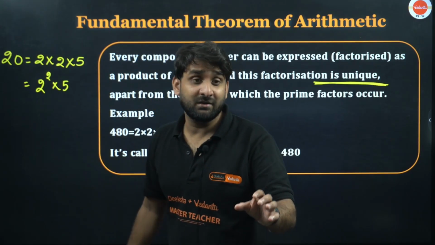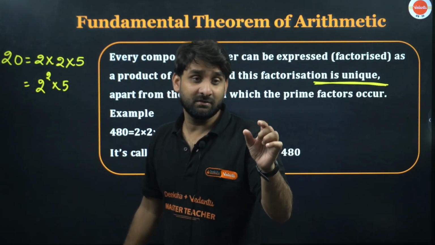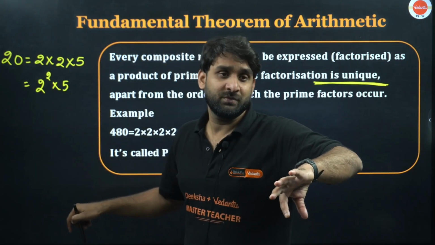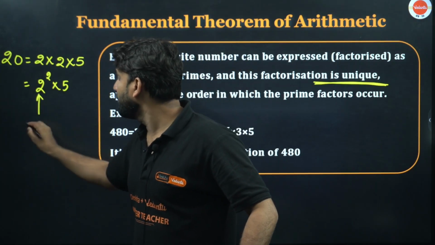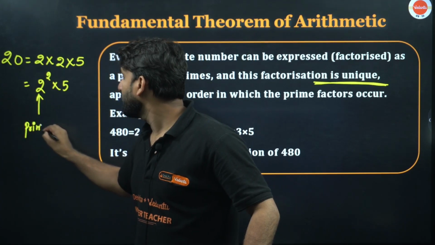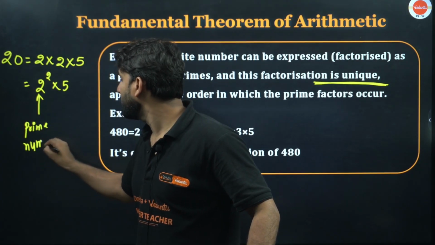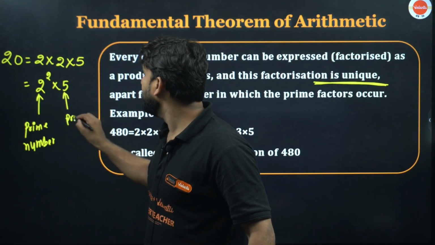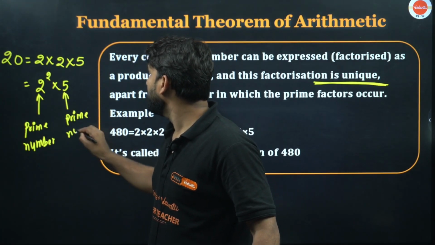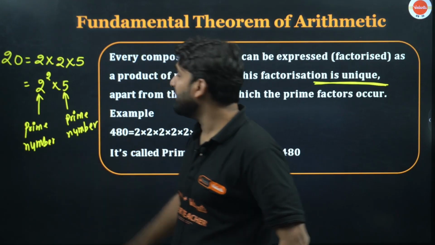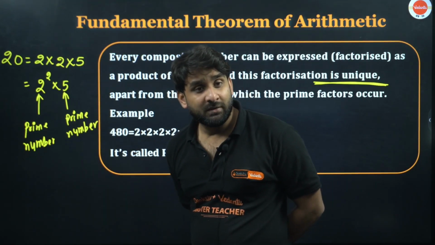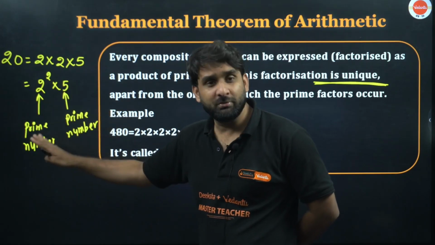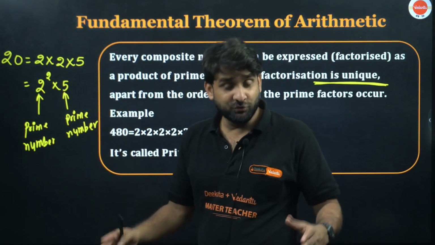So my dear champions, listen. 20 can also be written as 2 square into 5. And can you see? 2 is a prime number. Can you see? 5 is a prime number. 5 cannot be split in more parts. 2 cannot be split in more parts. 2 is 2, 5 is 5.